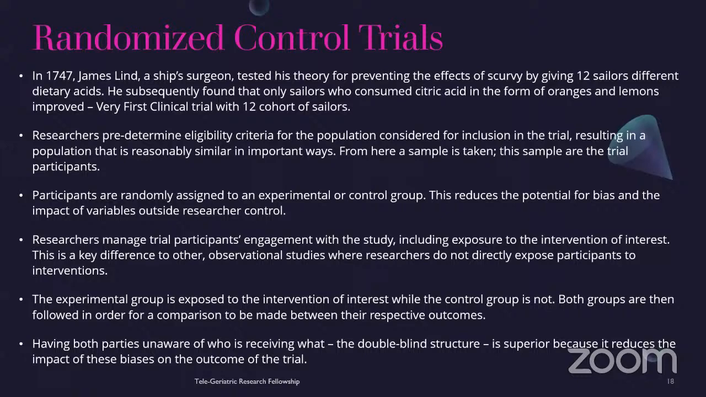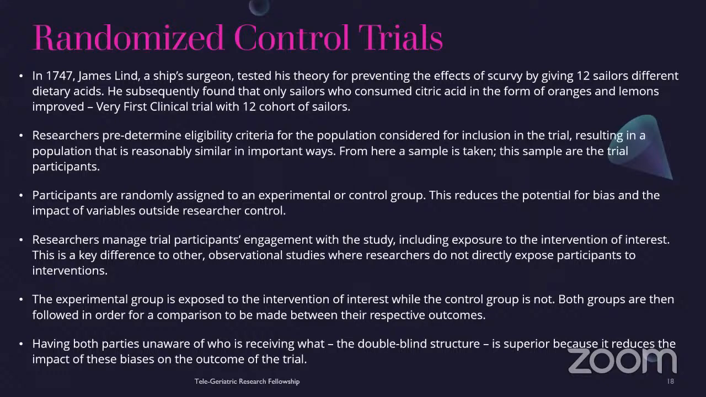So, in a randomized controlled trial, researchers predetermine the eligibility criteria for the population considered for inclusion in the trial, resulting in a population that is reasonably similar in important ways. From here, a sample is taken. This sample are the trial participants. Now, these participants are randomly assigned to an experimental or a control group. This reduces the potential for bias and the impact of variables outside the researcher's control.